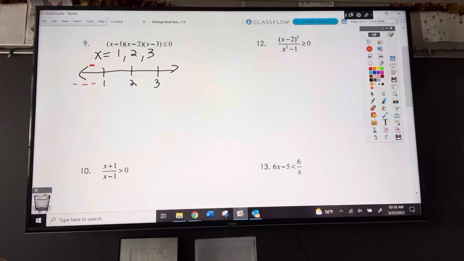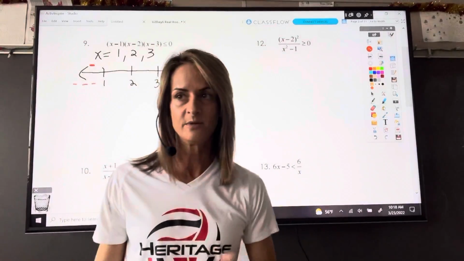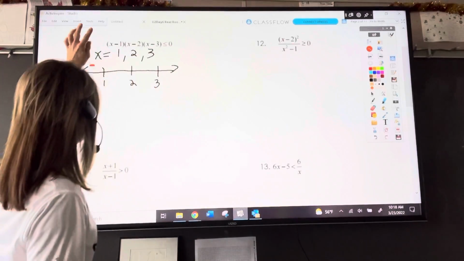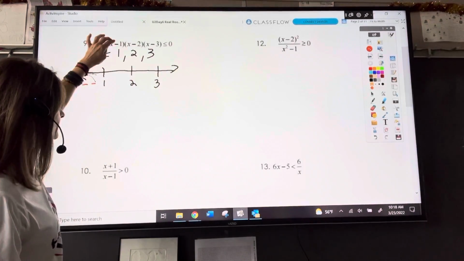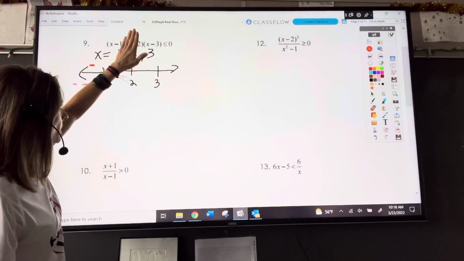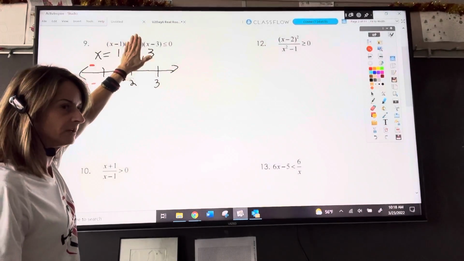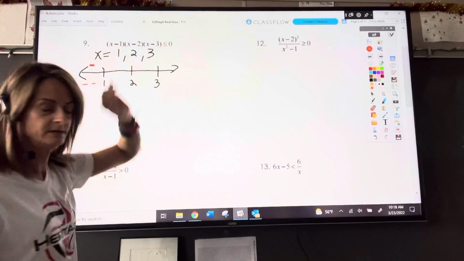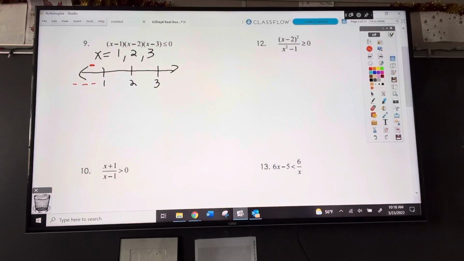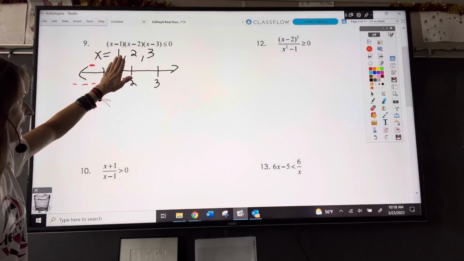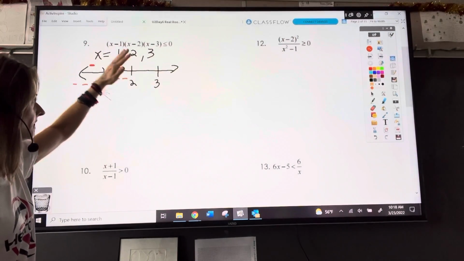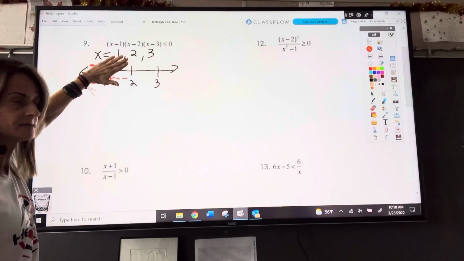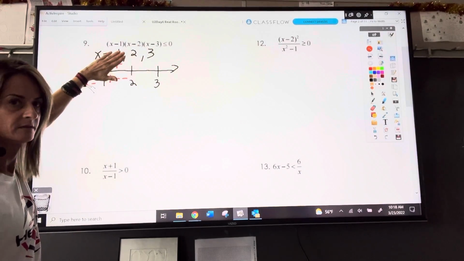Now let's go to the interval between 1 and 2. We don't have to know the exact values, so we just pick something like 1.5. If I plug in 1.5, 1.5 minus 1 is positive. 1.5 minus 2 is negative. 1.5 minus 3 is negative. So this would be a positive times a negative times a negative, which is a positive, which tells us that the graph between 1 and 2 is above the x-axis because the y values are positive.